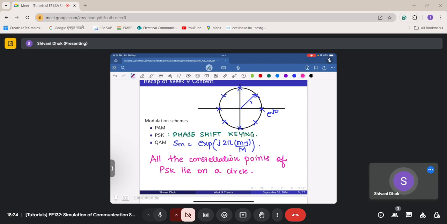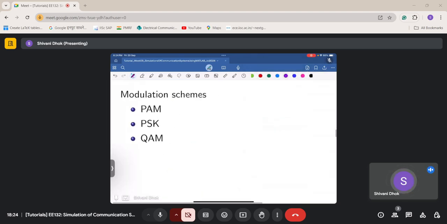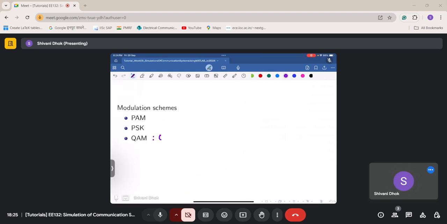And the last constellation that we looked at in this particular lecture was QAM, and this QAM is known as quadrature amplitude modulation.